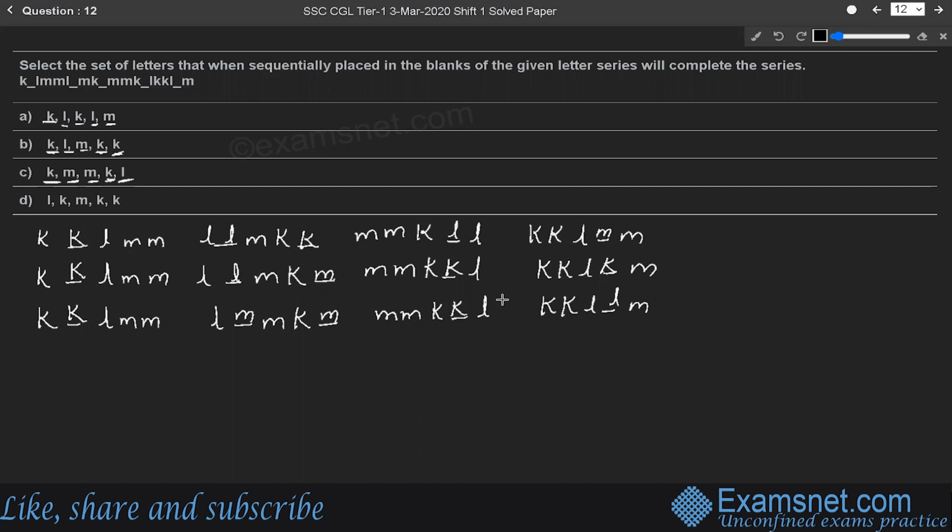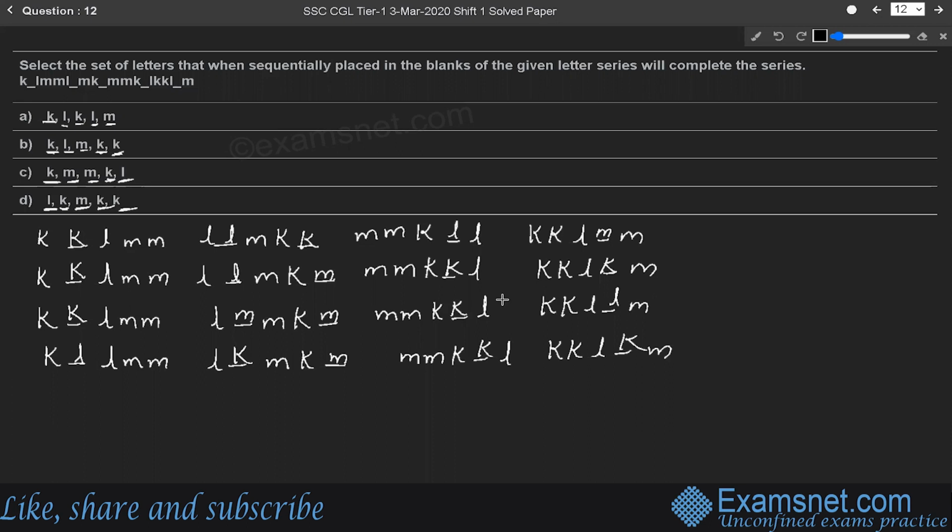Okay. Now putting the last option, the series is K blank L M M, L blank M K blank, M M K blank L and K K L blank M. So putting the last option, in the first blank we will have L, in the second blank we will have K, in the third blank we will have M, in the fourth blank we will have K, and in the fifth blank also we will have K. Okay. So now we have substituted all the options in the given series.